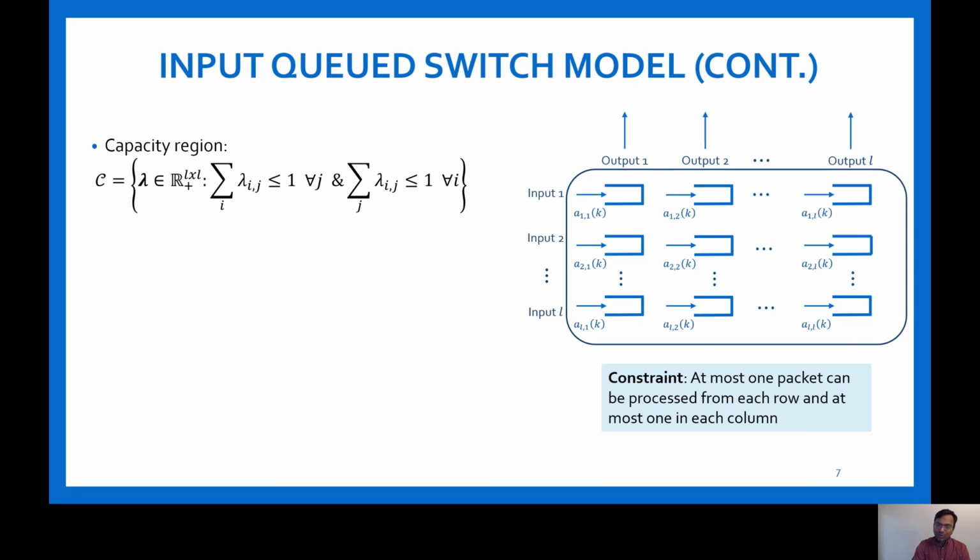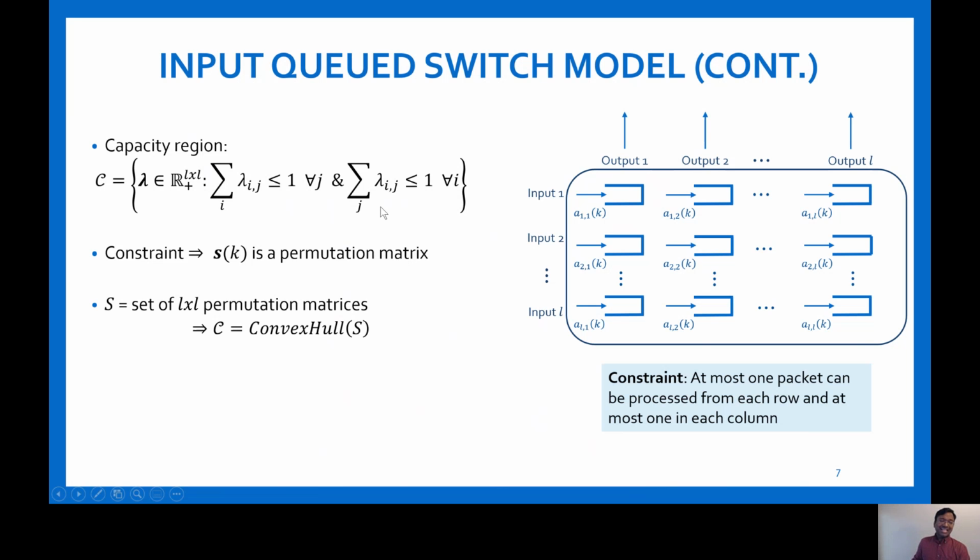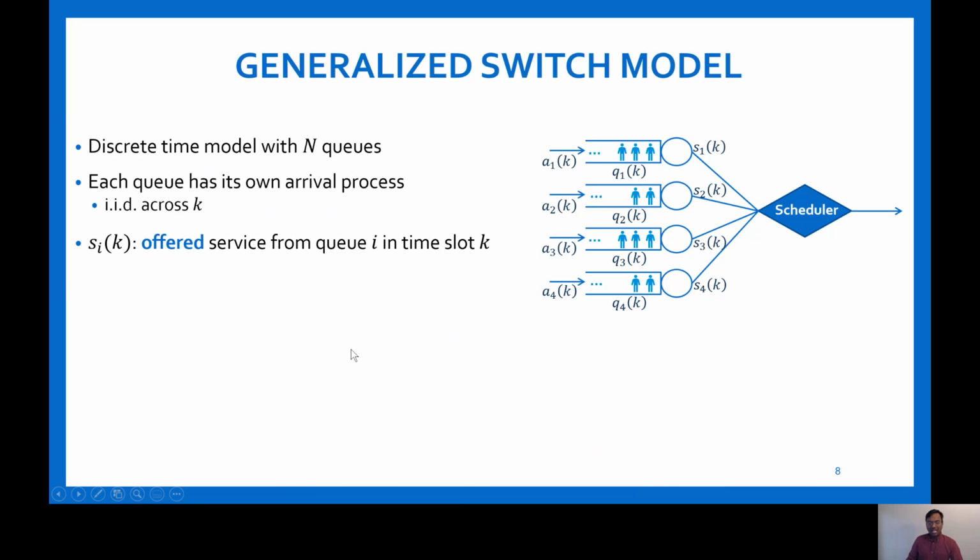So for the switch, the capacity region has a simple form. All it says is that the total arrival rate in each row is at most 1, and the total arrival rate for each column is also at most 1. And this is fairly intuitive because in each time slot, in each row and column, we're serving at most one packet. So that's what the capacity region is saying. Or there's another way of thinking about it, which is that the set of all valid schedules, valid set of queues that can be active, is the set of all permutations. So the capacity region is actually simply the convex hull of all the permutations. And the second form is going to be useful as we go along.